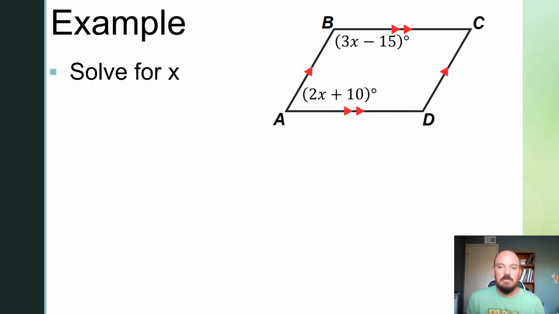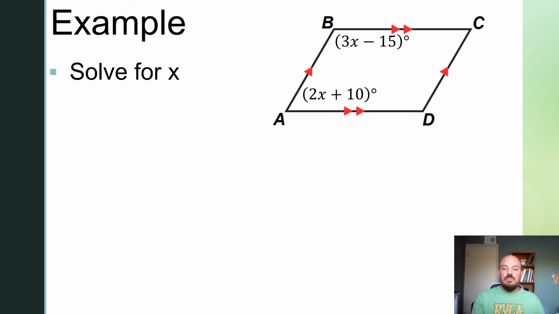Oh, actually, you know what? I have 2 more examples. Let's do this one and then we'll come back to diagonals. So let's do a solve for x question. I gave you a parallelogram. You can tell it's a parallelogram because of the arrows. Both sides are marked parallel. And I gave you 2 of the angles, 3x minus 15 and 2x plus 10.